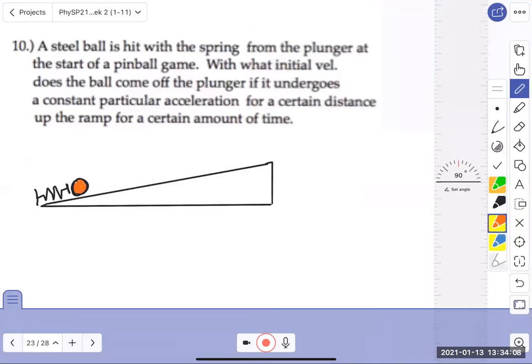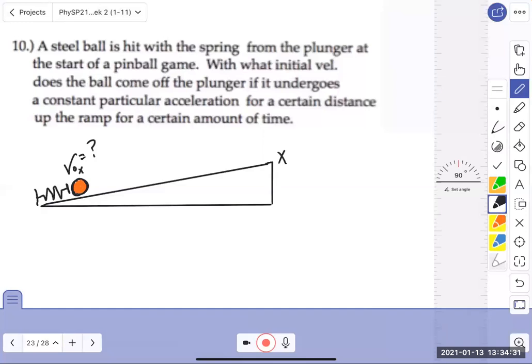Okay. A steel ball is hit with a spring from the plunger at the start of a pinball game with what initial velocity? So we're trying to find V naught. And this is going to be a tilted X, okay? So I just put an X there. You can have a tilted X. We did this before. We've had inclined planes before. So V naught X then is question mark.